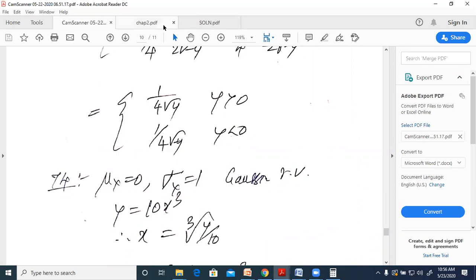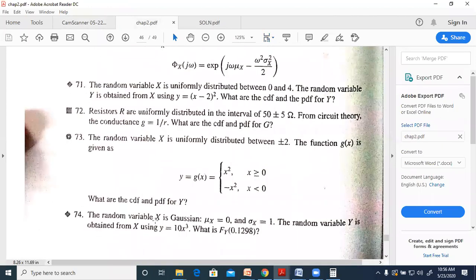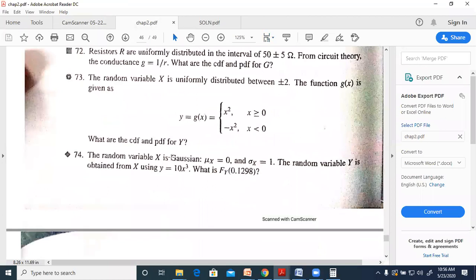Then let us solve 74 also. So 74 is this, that is the random variable X is Gaussian with mu_X equal to 0, sigma_X equal to 1. The random variable Y is obtained from X using Y equal to 10X cube. This is the equation. So X cube will be Y by 10, X will be cube root of Y by 10, right?